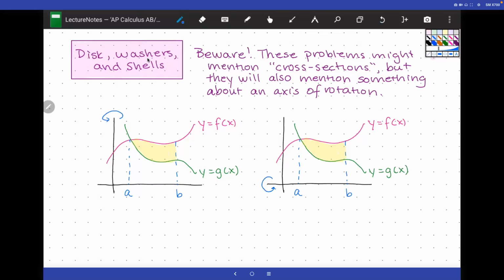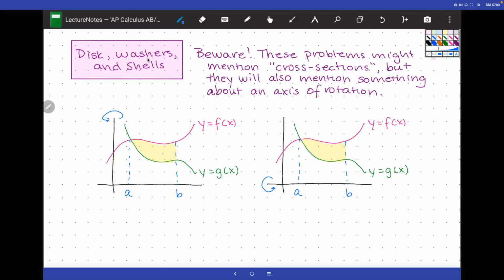How do you know a shell has to be a dx problem in this case? Why perpendicular to the x-axis? Well, okay, so first of all, if you're going to draw a rectangle, let's look at horizontal, because horizontal doesn't make much sense in this case.